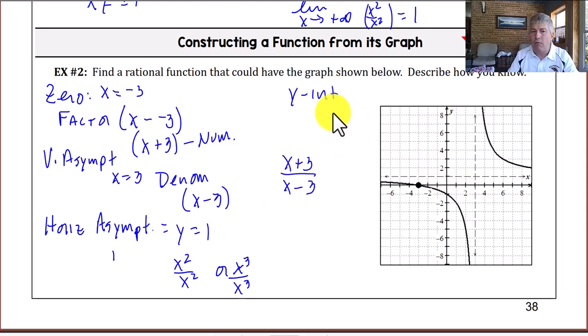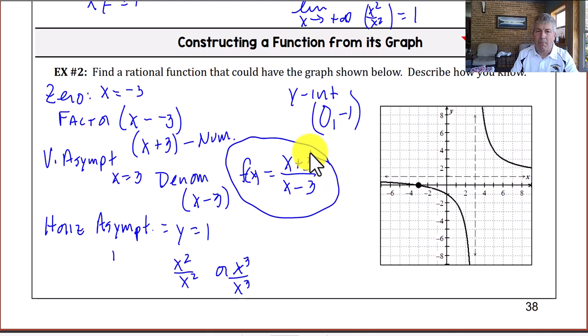And then we also have a y-intercept at 0, negative 1. When we put 0 in for x, do we get negative 1? We do. So it is possible that our function is simply x plus 3 over x minus 3. So we did a nice job building that one.